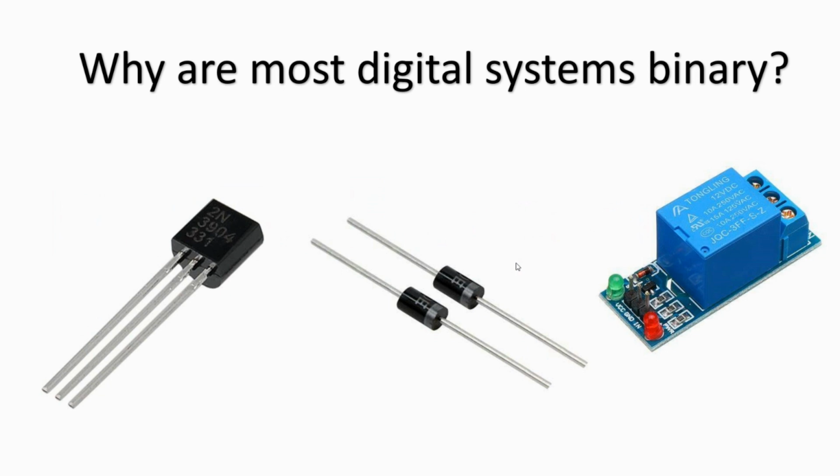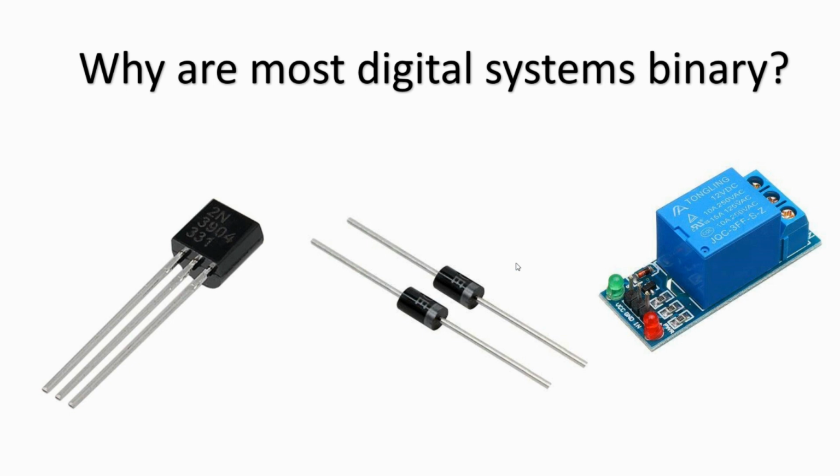So, have you ever wondered why most of the digital systems are binary? If you think about a computer, it processes whatever information we provide it with and stores it in the binary form, as in the form of ones and zeros. And most of the digital systems that we have come across are all binary. They use ones and zeros.